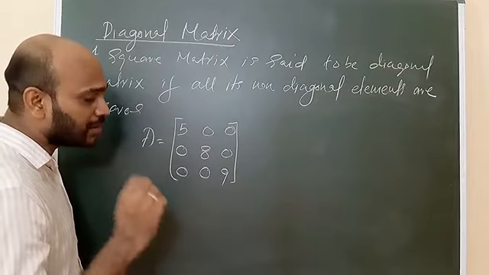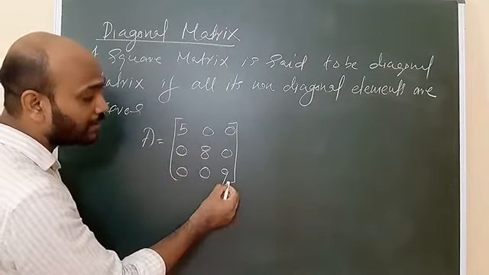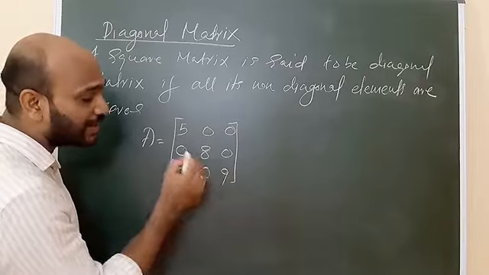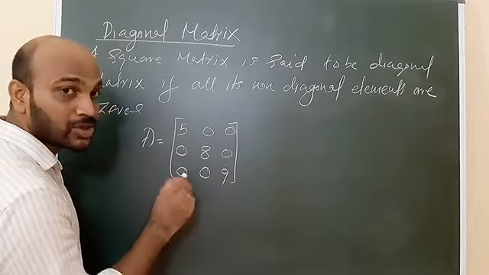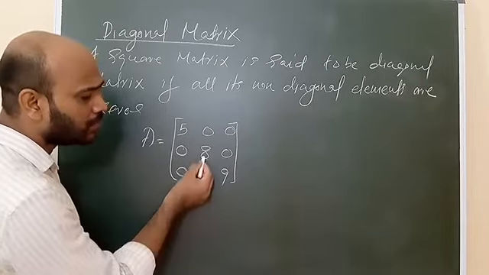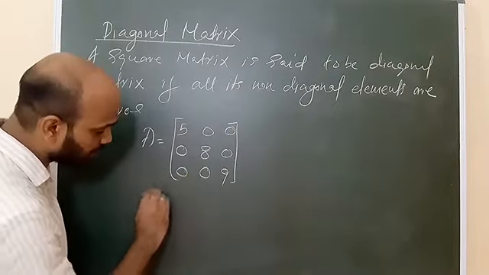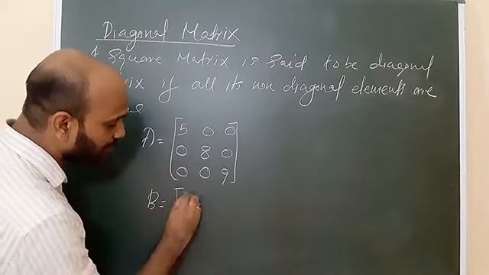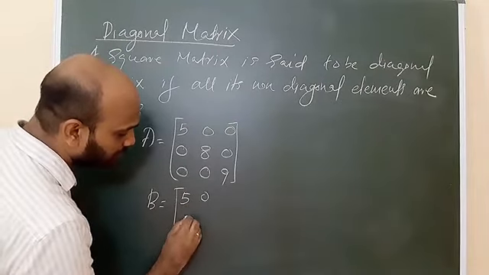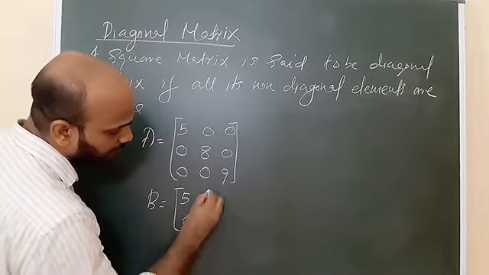There is no such condition that all diagonal elements should not be 0. At least one diagonal element should not be 0. That is the condition. So this 8 can be 0, no problem. Second example, B equal to a matrix 5, 0, 0, 8.